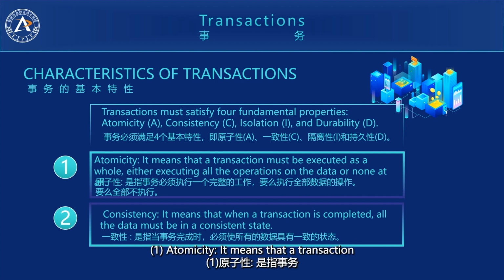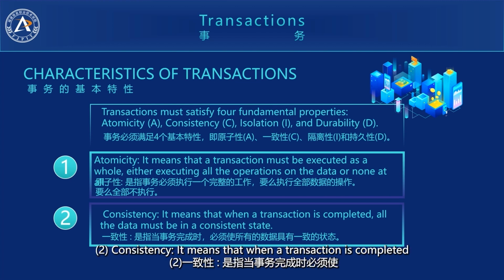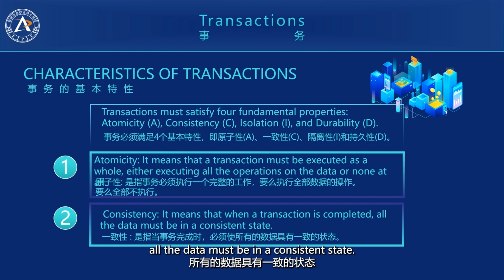1. Atomicity. It means that a transaction must be executed as a whole, either executing all the operations on the data or none at all. 2. Consistency. It means that when a transaction is completed, all the data must be in a consistent state.